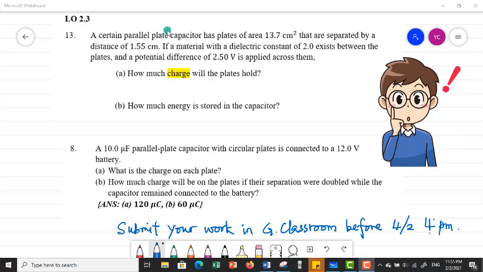Pause and go to test your understanding on learning outcome 2.3. Please attempt question 13 and question 8 in tutorial 2. Then this is the correction for question 13. Make sure you do the corrections for question 13A. Please submit your work in Google Classroom before 4 February, 4 p.m.